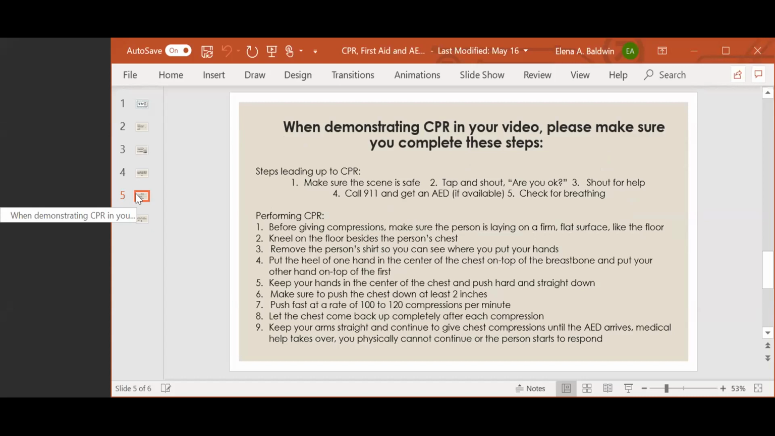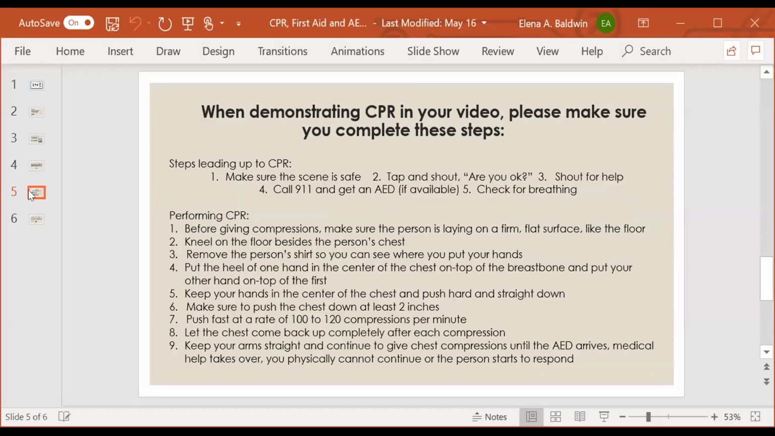Next, you will need to record yourself demonstrating hands-only CPR, just as they did in the video. When demonstrating CPR in your video, please make sure you complete these steps. Steps leading up to CPR: make sure the scene is safe. Tap and shout, "Are you okay?" Shout for help. Call 911 and get an AED if available. Check for breathing.